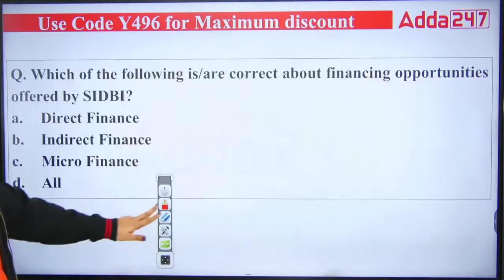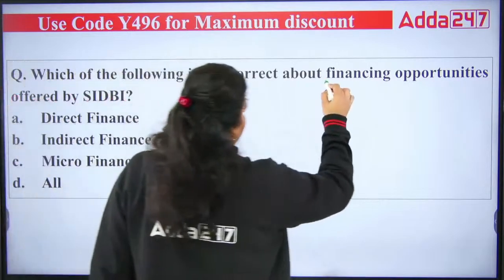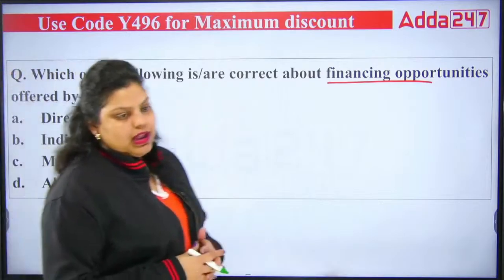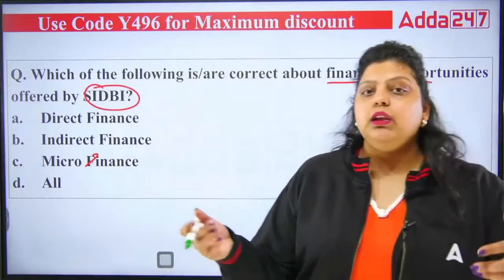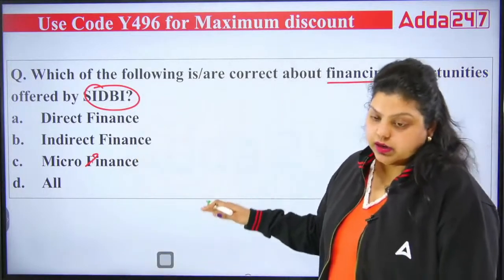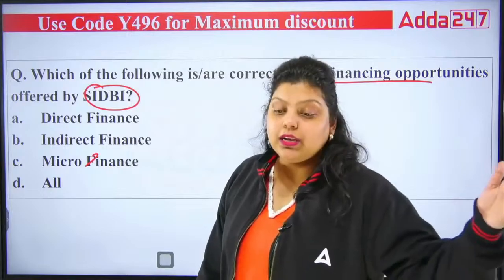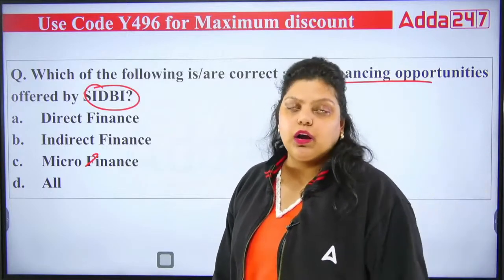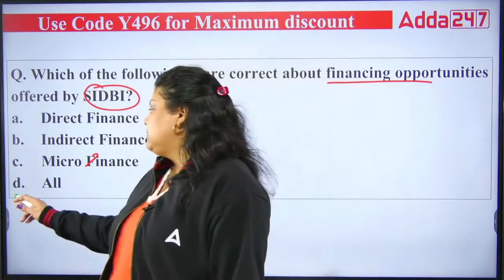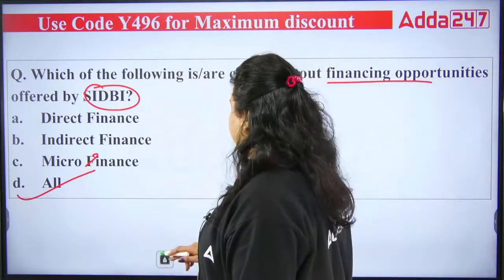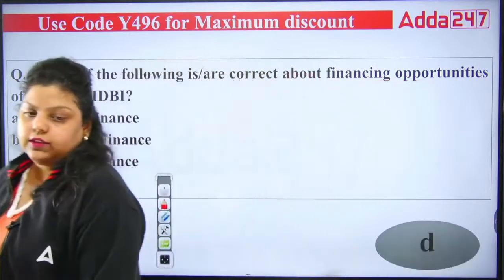Next question. Which of the following is correct about financing opportunities offered by SIDBI? So which of the following financing opportunities is offered by SIDBI? The direct finance, indirect finance, microfinance, or all of the above? So microfinance, I guess you all know. Direct finance means it is directly provided to the public. Indirect, obviously, some intermediary will be there. Okay, and there are certain types of funding ways that SIDBI uses. And microfinance, you know, is provided to the low income group or poor families, poor households. That's your microfinance. And all these services are provided by SIDBI. So your right answer will be all of the above. All are the financing opportunities offered by SIDBI. Clear? Next.